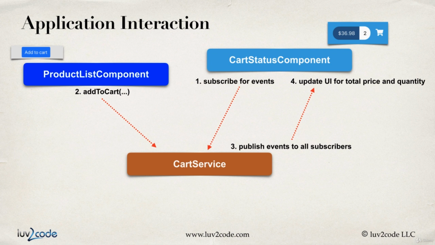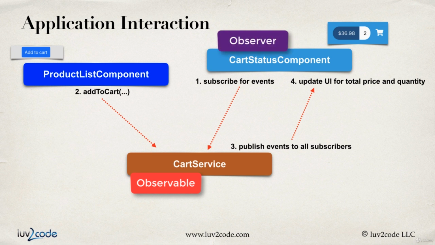This is a very common pattern in Angular development. Basically here we have the cart service that's an observable and the cart status component is an observer. And we'll see how this actually works out with the actual coding when we move into it.